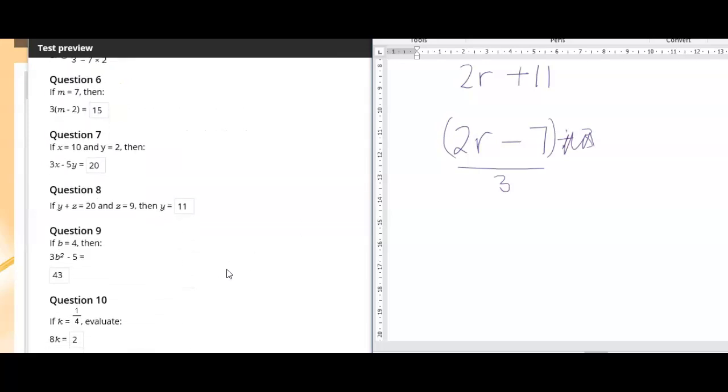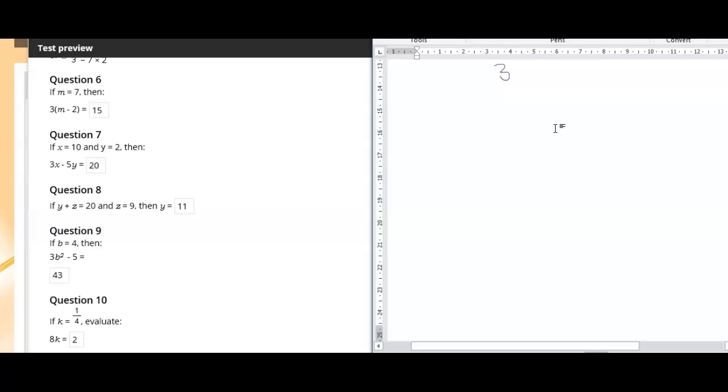All right, question 6, if m equals 7 then, so this is just a substitution question. So when we rewrite or do any substitution, I like to put it in brackets. Now, it probably doesn't make much difference with negative numbers, positive numbers. But if it was a negative, it just helps us work with negatives a little bit better. So we do what we've got inside the bracket first.